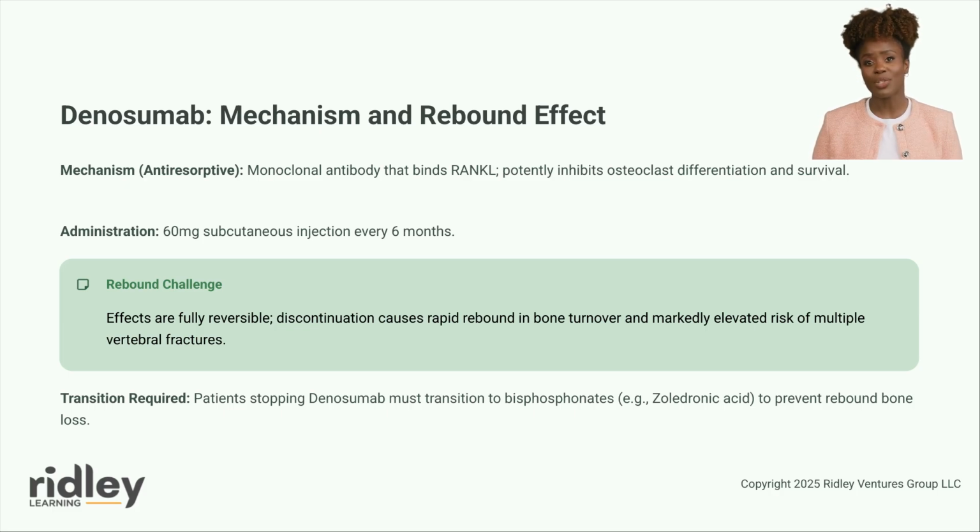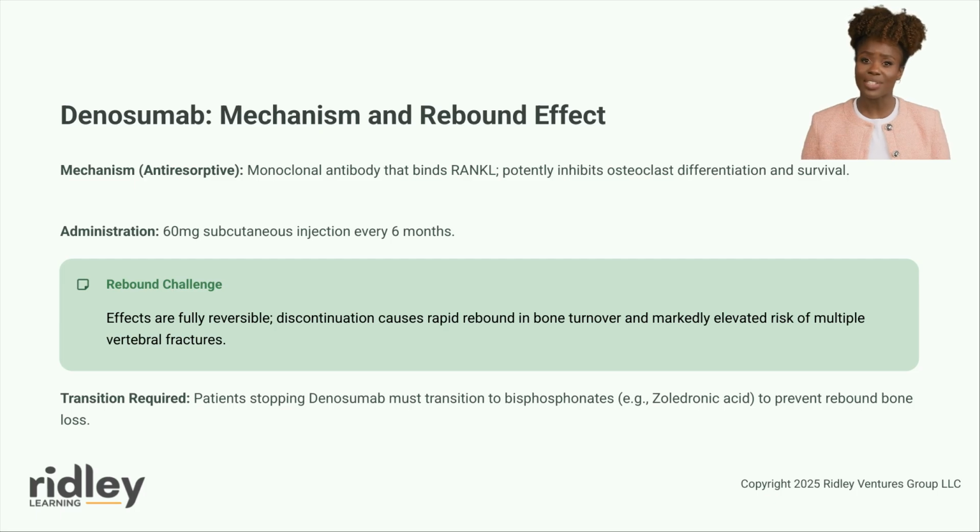Denosumab is a fully human monoclonal antibody that binds to RANKL, thereby preventing its interaction with RANK on osteoclast precursors and mature osteoclasts. By blocking RANKL, denosumab potently inhibits osteoclast differentiation, function, and survival. This results in marked suppression of bone resorption and increases in bone mineral density that are generally larger than those achieved with bisphosphonates. Denosumab is administered as a 60 mg subcutaneous injection every 6 months.